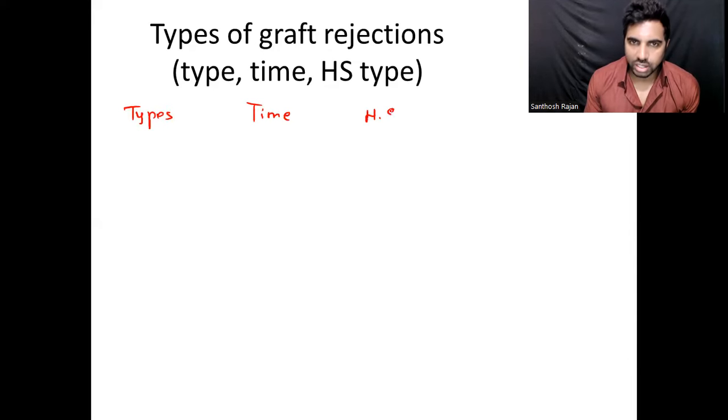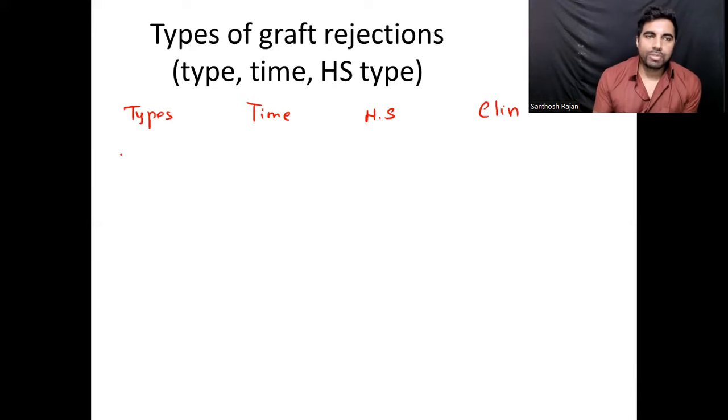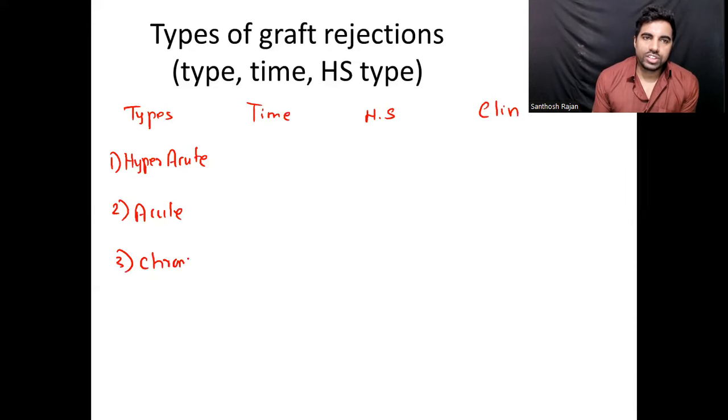And then the type of hypersensitivity reaction, and then the clinical feature, what are the things you can see clinically. So the first type is hyperacute. Number two is acute. Number three is chronic graft rejection. And number four is graft versus host reaction.